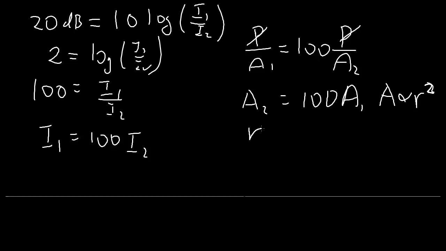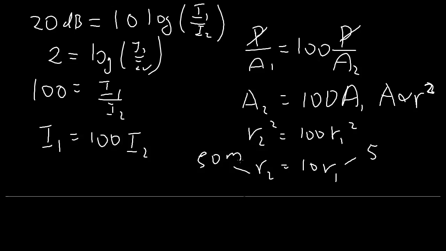From here we know that R2 squared is equal to 100 R1 squared, so R2 must be 10 times R1. R1 being 5, so this must be 50 meters. So you have to move 45 meters back from your original 5 meter spot to get that level of decrease in the loudness of the sound.